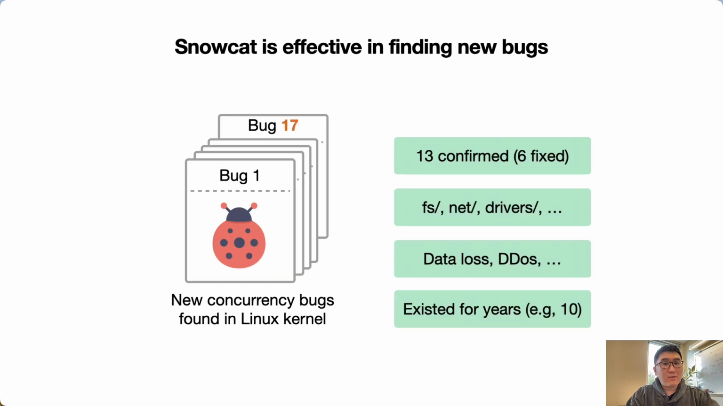After analyzing the data races, we found Snowcat is also more effective in terms of finding new bugs. We discovered 17 new concurrency bugs, 13 of them are confirmed, and 6 are fixed. These bugs came from different components of the kernel such as file system, network subsystem, and drivers. They have serious impact on the system such as causing data loss and denial of service, and some of them existed for years.